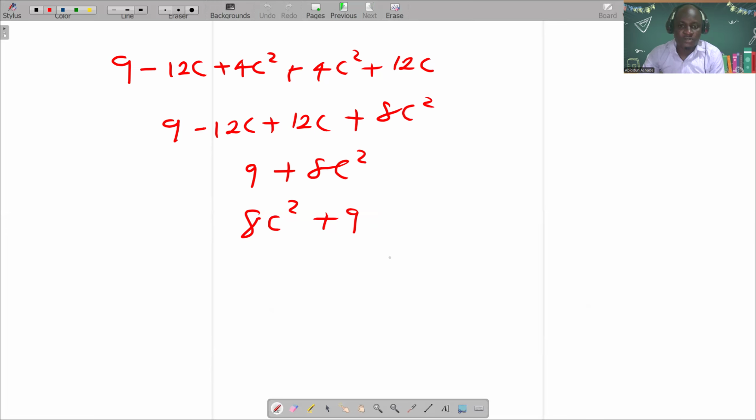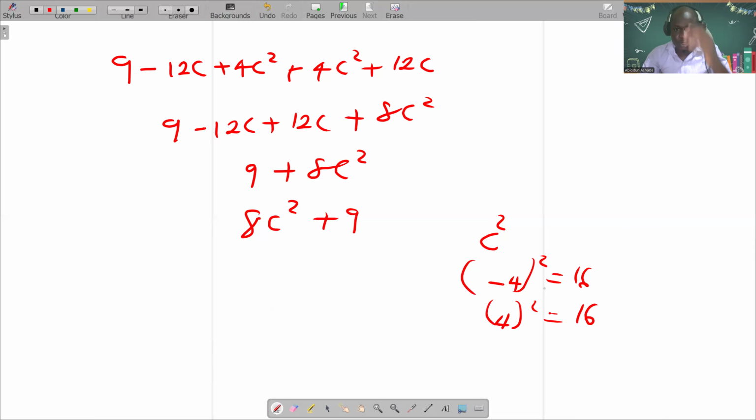Now, because the power there is c squared, no matter what the value of c is, either a positive or a negative integer, it will become positive. Because if we say minus 4 squared, it gives me 16. If it is positive 4 squared, the square of any number will always come out positive. And once this comes out positive, we multiply it by 8, it's still positive. Add 9, it's still a positive value.